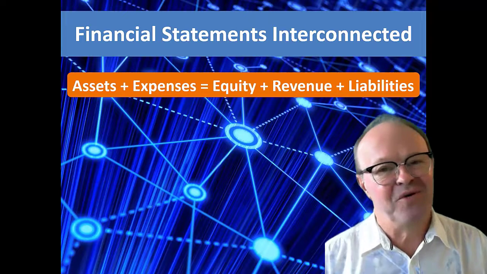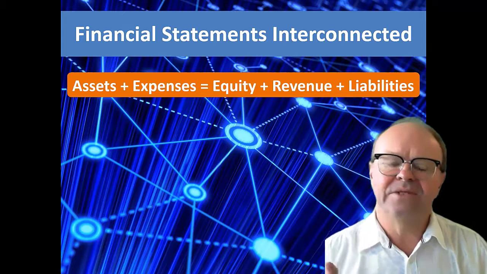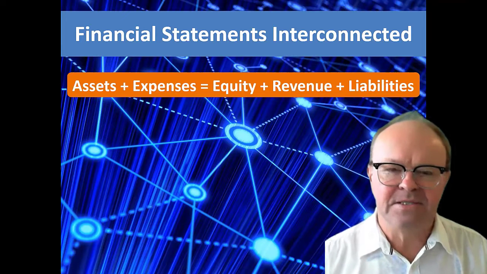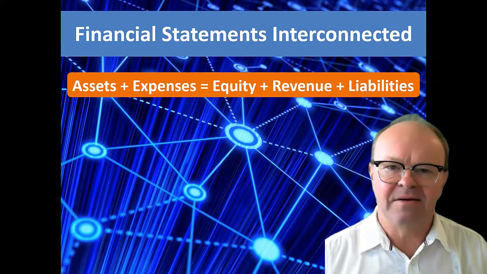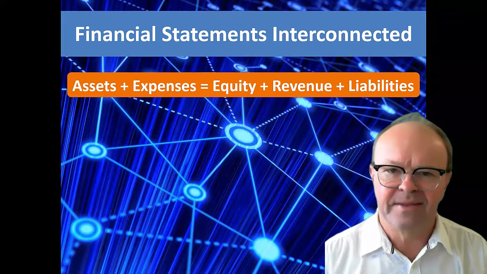And I've just given you 2 repetitions of that. I'll give you another one. Assets plus expenses equals equity plus revenue plus liabilities. This is the business model that underlies accounting. Accounting only looks at these 5 elements, nothing else.